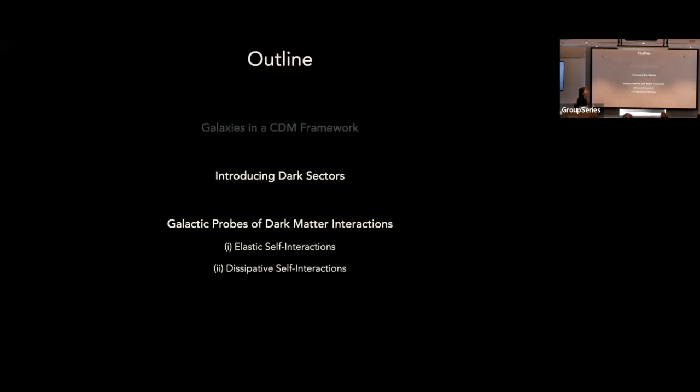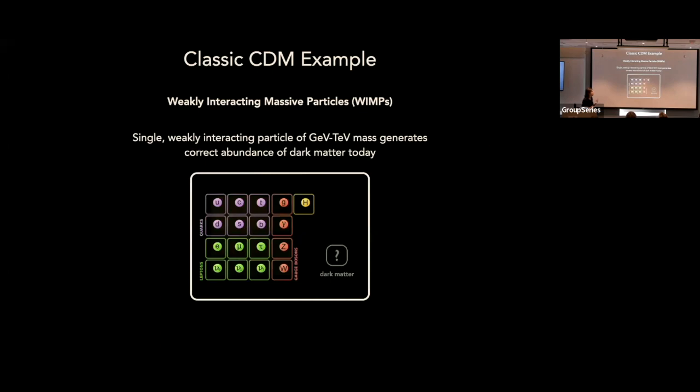All right, so that's the setup. Now we're going to start moving away from CDM and introducing this broader class of dark matter models that's referred to as dark sectors. To put these models in context, I want to start going into a little bit more of the particle physics, about how we think about a cold dark matter model.